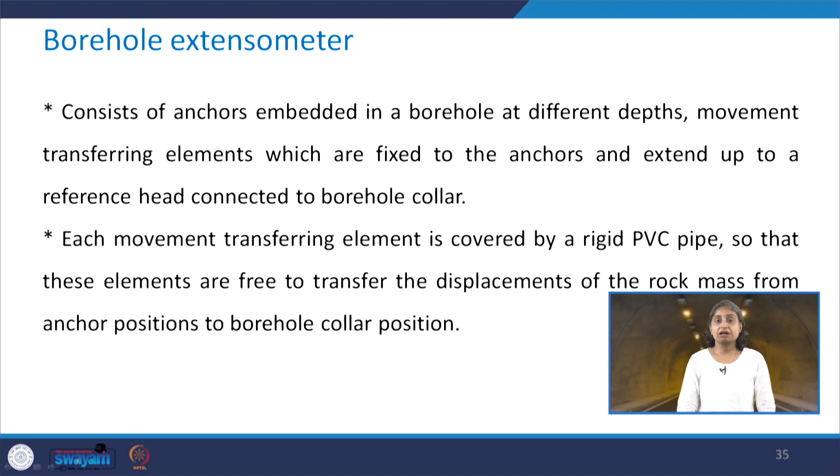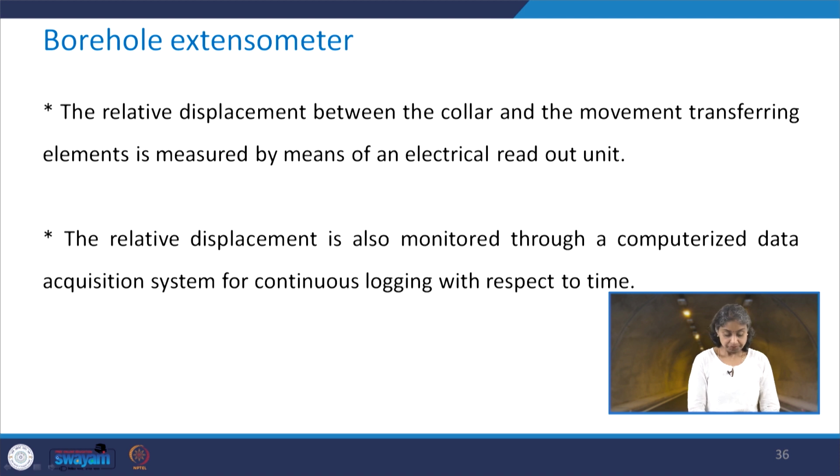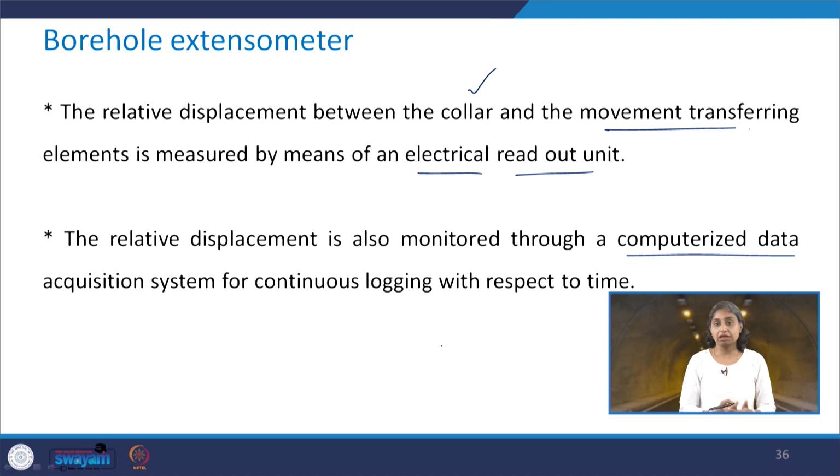These borehole extensometers consist of anchors which are embedded in a borehole at different depths. The movement transferring elements are fixed to the anchor and extend up to the reference head connected to the borehole collar. We will see with the help of a figure in subsequent slides exactly how it works. Each movement transferring element is covered by a rigid PVC pipe, so that these elements are free to transfer the displacements of the rock mass from the anchor position to the borehole collar position. The relative displacement between the collar and the movement transferring elements is measured by an electrical readout unit. It can also be monitored through a computerized data acquisition system for continuous logging with respect to time.